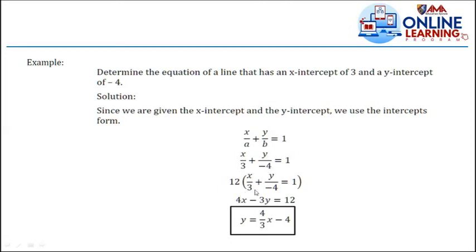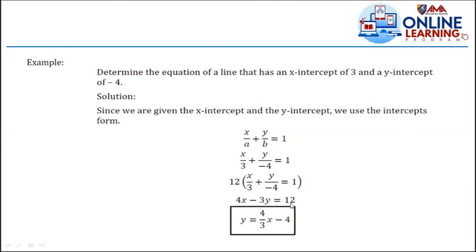Next, we are going to get their least common denominator. What we did here is multiply the equation by 12 so that the denominators cancel. So 12 divided by 3, we have 4x. 12 divided by -4, we have -3y. Then 12 times 1, we have 12.